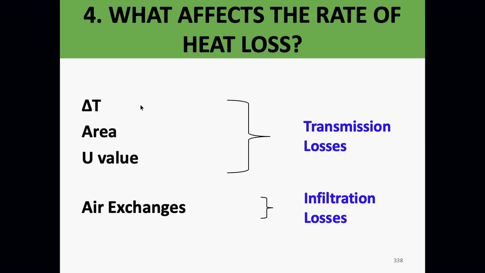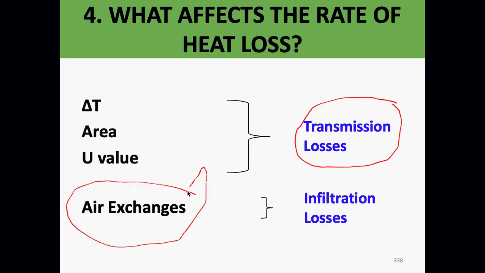So when we talk about temperature difference, which is delta T, area, and U value, these are all considered transmission losses. These are through the walls. Air exchanges would be things blowing through cracks and crevices, doors being left open, or purposeful air exchanges. They're called infiltration losses. Again, there's a big difference between transmission losses and infiltration losses.